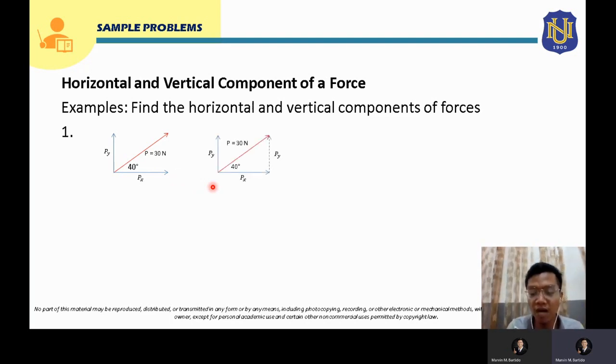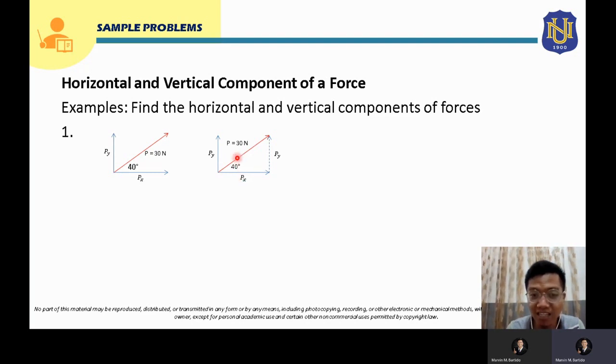Now, in order to solve the horizontal and vertical components, there will be a triangle formed here. This triangle has a 40 degree theta here, and we have here 30 Newton. This side is P, which is 30 Newton, and this side will be the vertical component of the force, right? If this is Py, this is also Py, and this is Px. So your Px will be the adjacent side of your triangle since your angle is here.